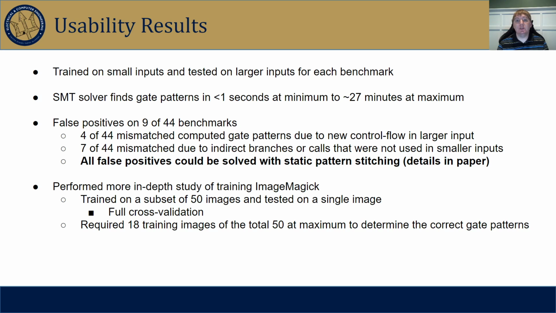In this case, we used 50 different image inputs on a set of filters that ImageMagick provides. And we were able to cross-validate that using a subset of those 50 images, we could train Hurdle to recognize a different image as the test input, so to train Hurdle to have the correct control flow patterns to ensure that we didn't run into false positives. And at a maximum, we needed 18 of the subset, an 18 image subset of that full 50 images. But we were able to train it in any of the cases.